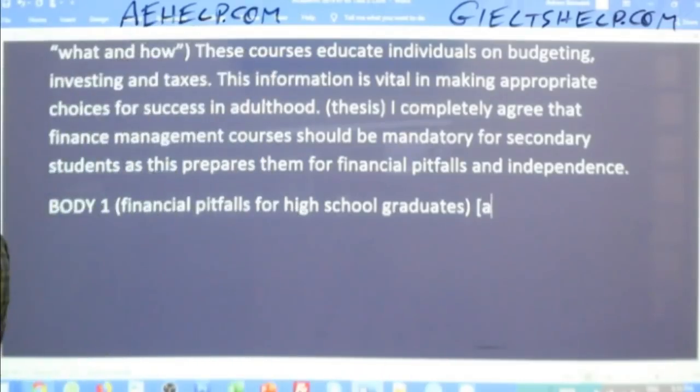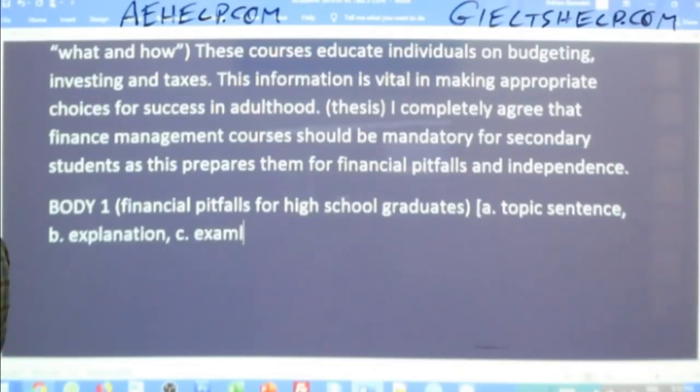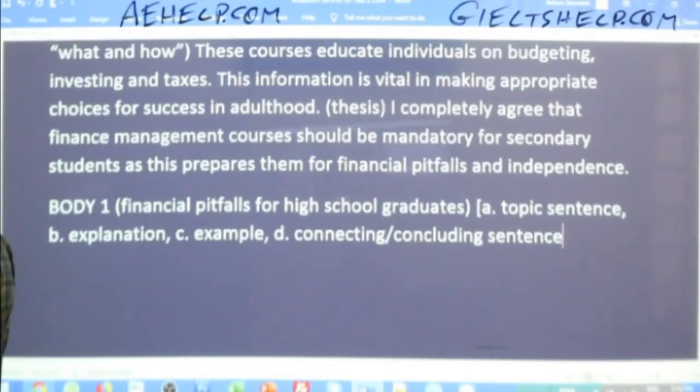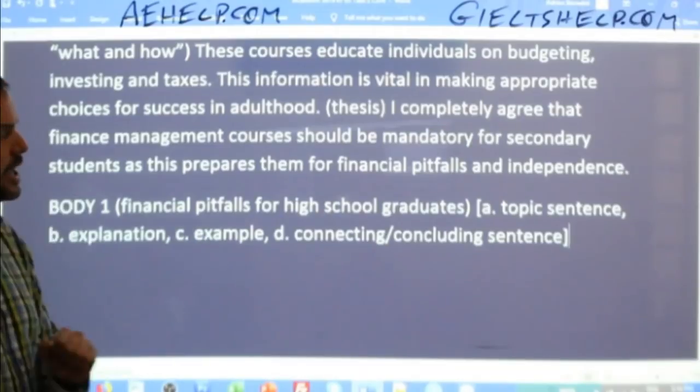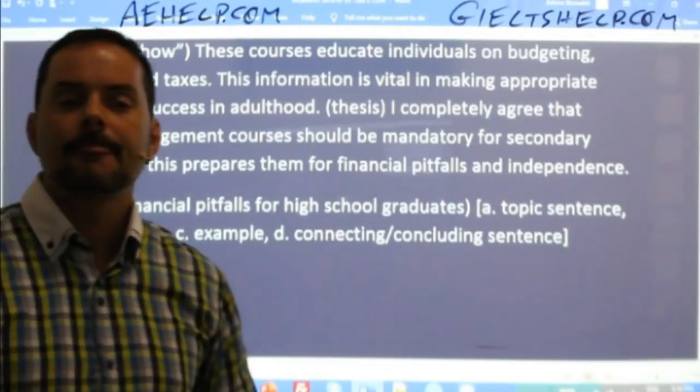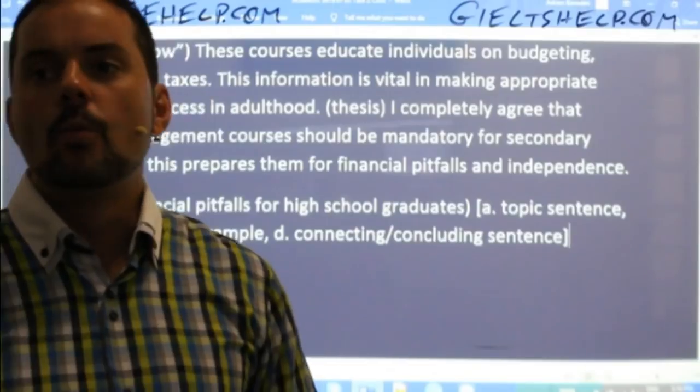So we need topic sentence, explanation, example, and connecting sentence. Yep, so that's what I need to include in my first body paragraph to make it a band 9 level. What kind of example should I include there?